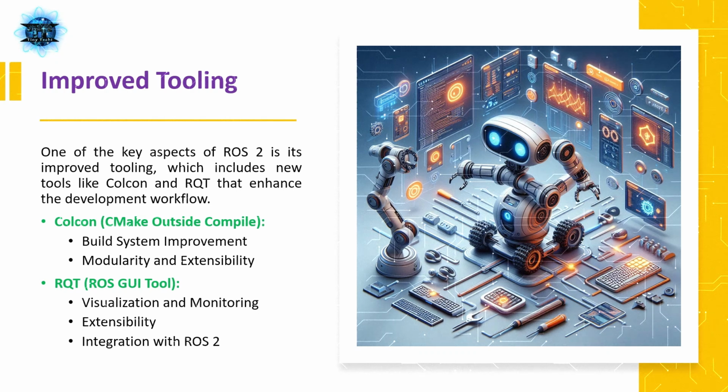The next one is improved tooling. One of the key aspects of ROS2 is improved tooling, which includes new tools like Colcon and RQT that enhance the development workflow. What are Colcon and RQT? We'll discuss them in detail in the coming videos.